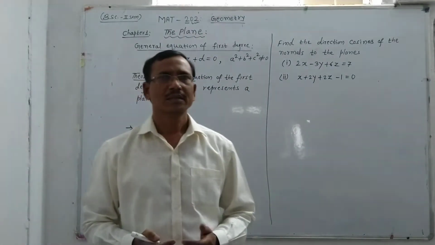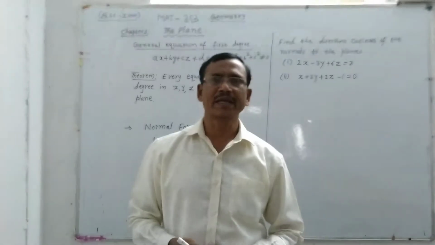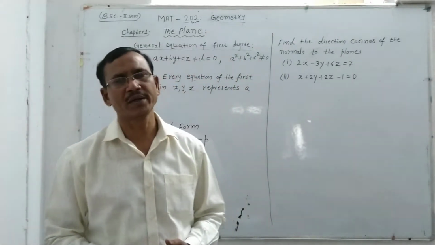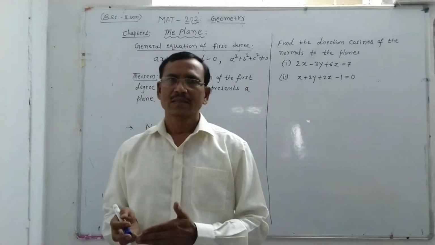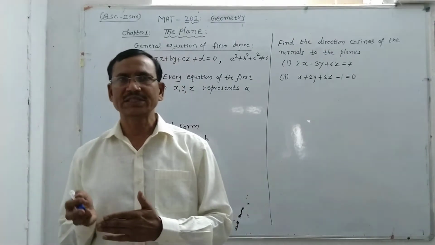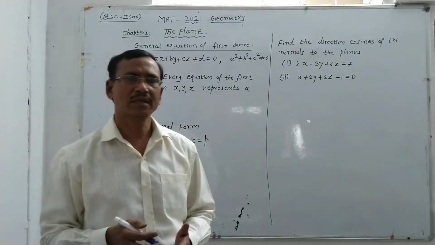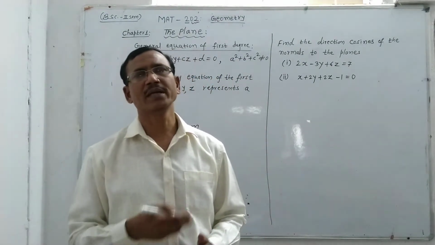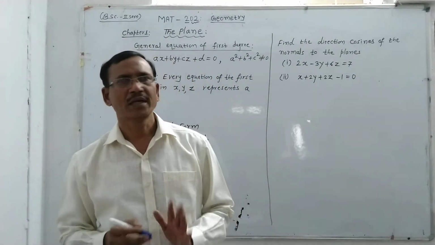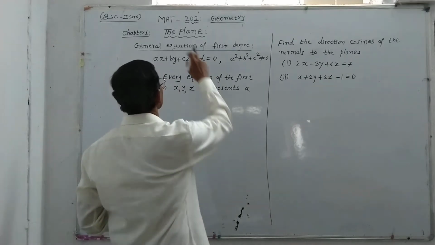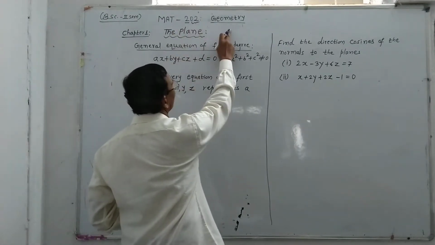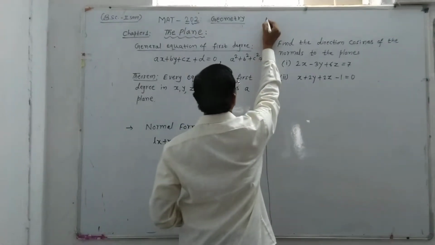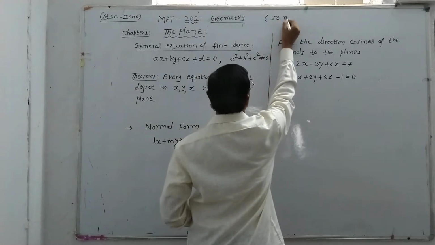Already in 12th you have studied geometry, and in 11th also from school level you have studied it. But some part of the geometry which we studied in 12th will be repeated here. The paper is MAP 202, Geometry, and this is for 50 marks.